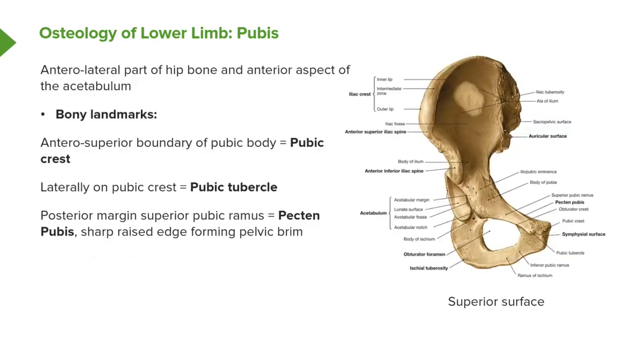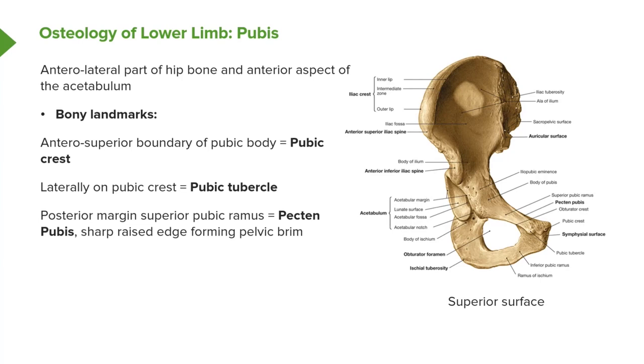If we look at some bony landmarks on the pubis, then at the antero-superior border of the pubic body, we find the pubic crest. And here we find this pubic crest located just here. Laterally on the pubic crest, we have the pubic tubercle, and the posterior margin of the superior pubic ramus is known as the pecten pubis, and that is running along in this direction. And this is a sharp raised edge that forms the pelvic brim.